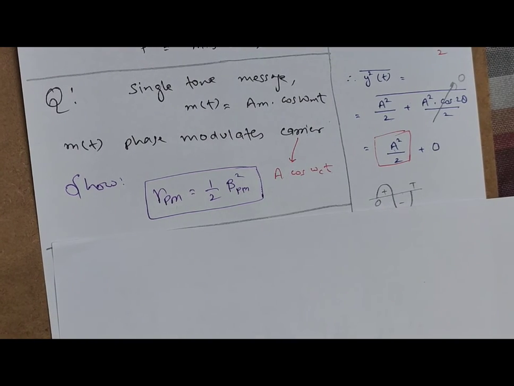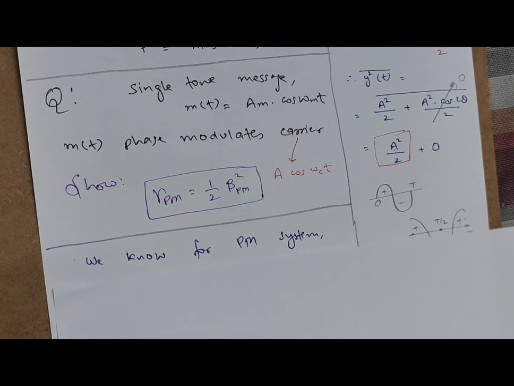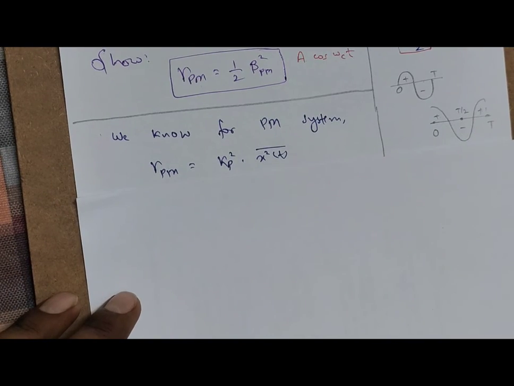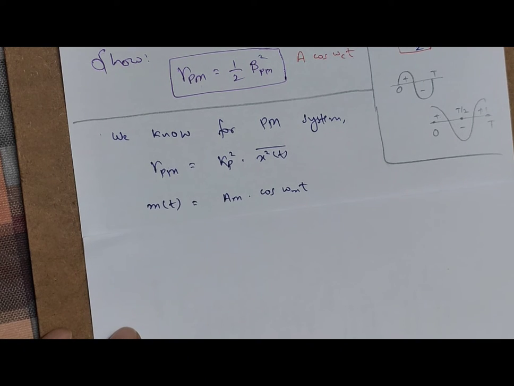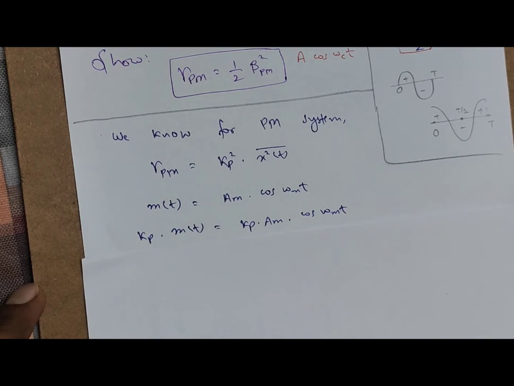Okay, to solve this question, we will start with the given information. The given information is that the system is a PM system. For a PM system, we know the figure of merit is given by Kp square into the mean square value of the message. Okay, so we will go step by step. What is the message? m(t) is equal to Am cos omega m t, right? Here we will multiply both sides with Kp, so Kp m(t) is equal to Kp Am cos omega m t.